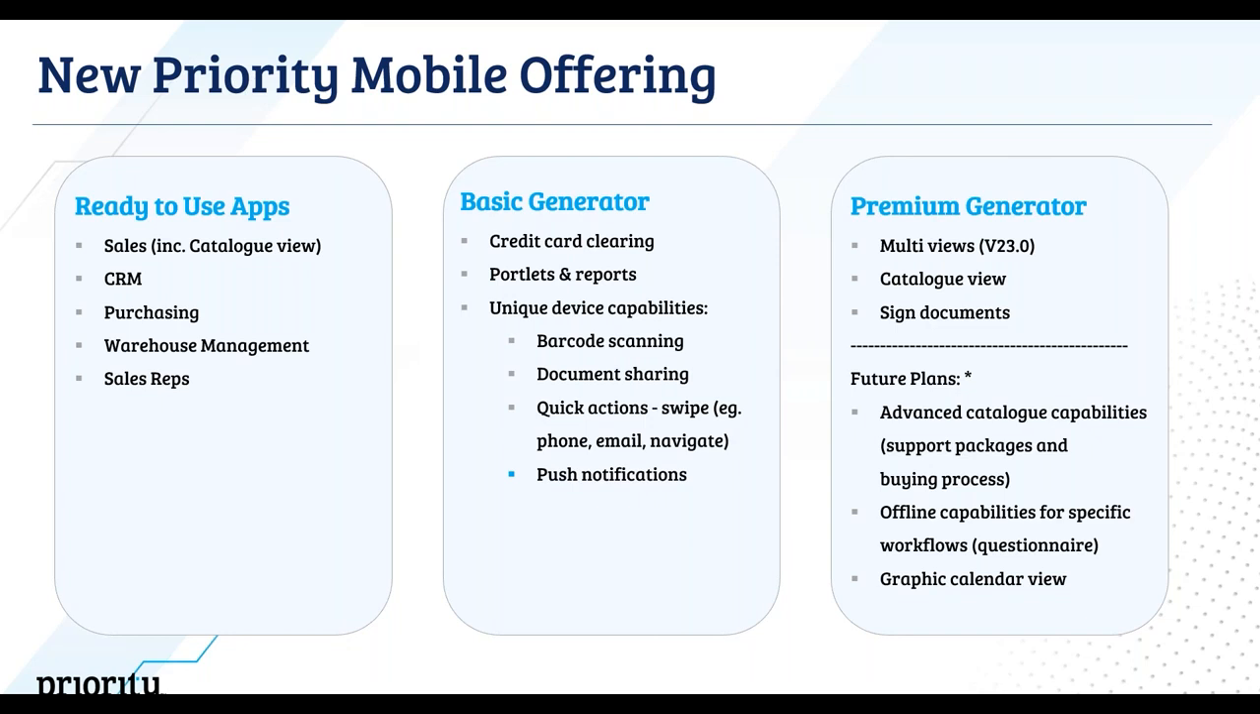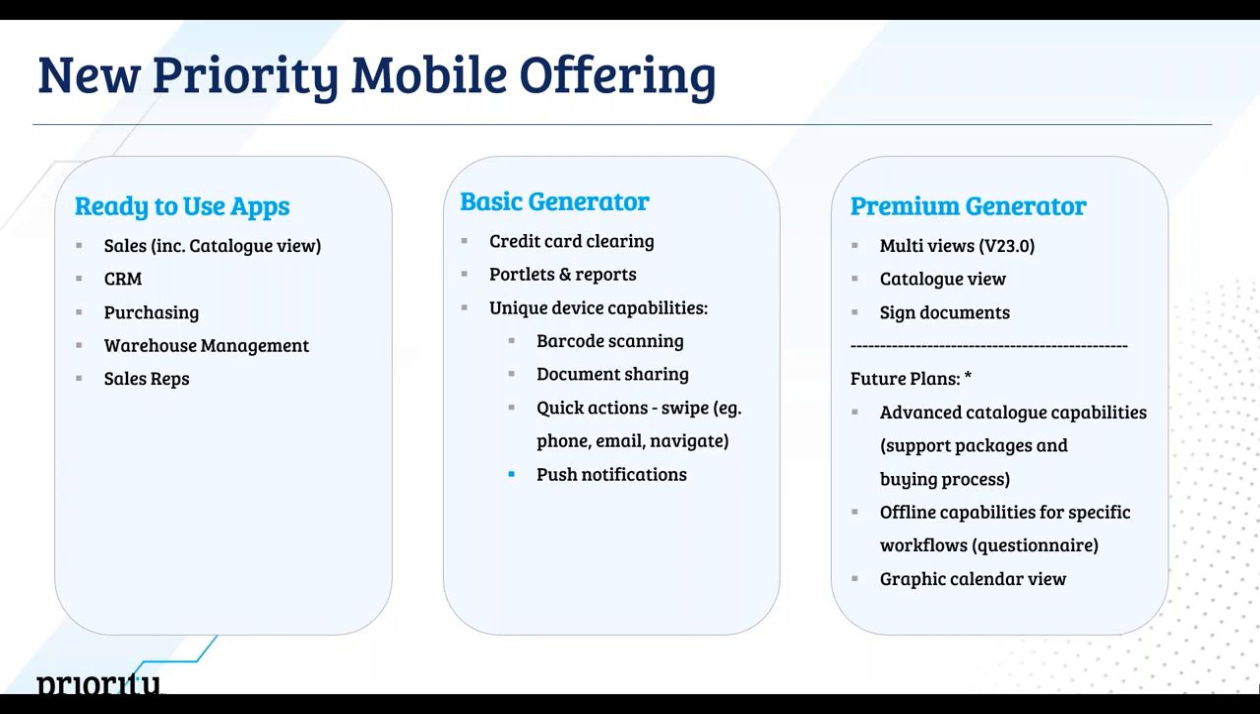The premium package on the right will include any additional functionality that a company may need, and this has to do mainly with processes that are designated to mobile use and don't exist on the desktop, such as multi-view functionality that we just went over and will be part of version 23.0, using a catalog view or signing on the mobile device.